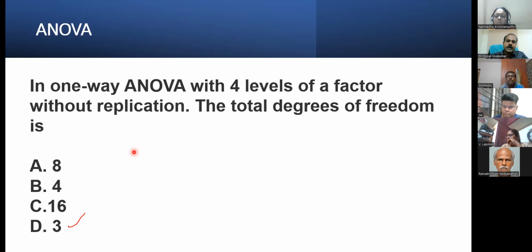Very simple. Now just to test, I am asking another question. Imagine there is a factor with 4 levels, another factor with 3 levels, and one more factor with 2 levels. And replication is 2. 4 level, 3 level, 2 level, and replication is 2. Now, what will be the total degree of freedom?